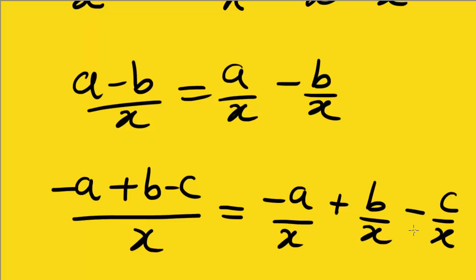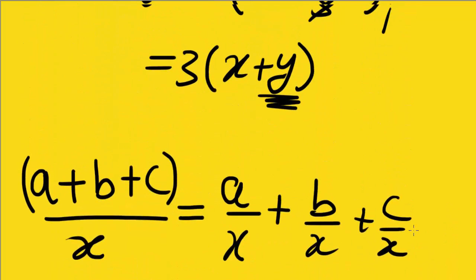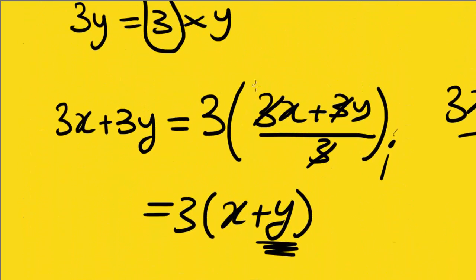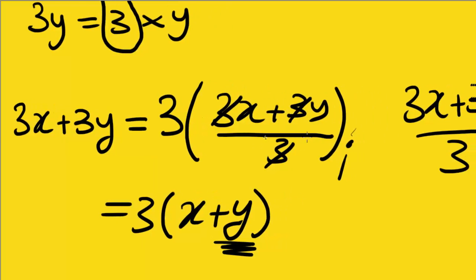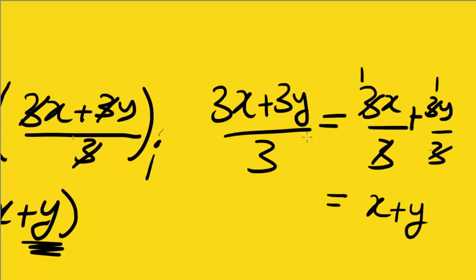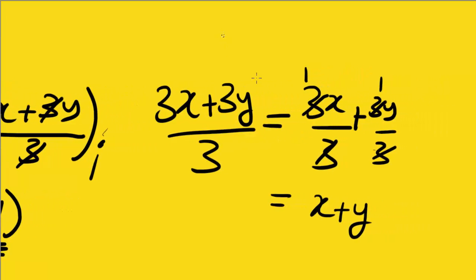So really it is just a way of simplifying problems, and that's exactly what I did for the term in this fraction here. This was 3x plus 3y over 3. So what you do is rewrite 3x plus 3y over 3, using the technique I just showed you, as 3x over 3 plus 3y over 3.